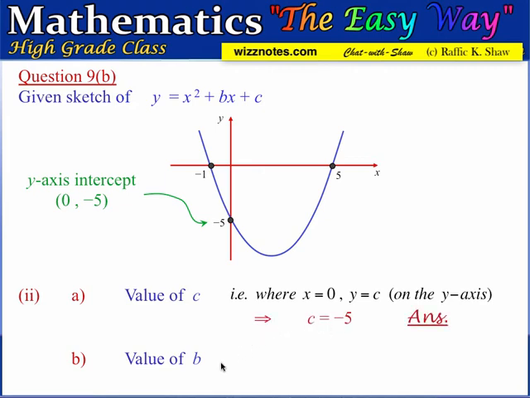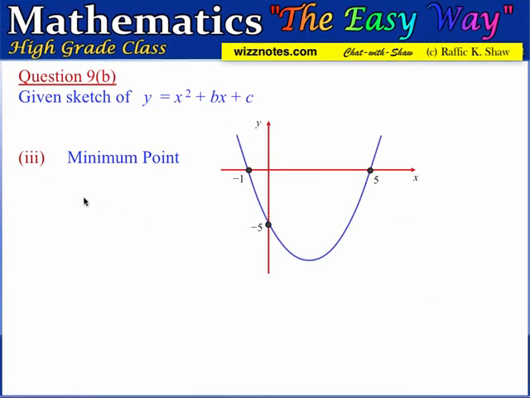For b, we have already shown that our quadratic function is actually x squared minus 4x minus 5. And so b is equal to negative 4, and we can therefore write that b is equal to negative 4. And that's the answer for that part.